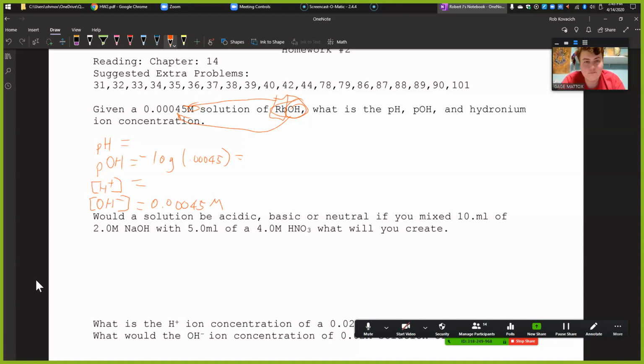1, 2, 3. So 3.35? And then what's that translate into pH? Super easy calculation. 11.65. And then even easier, what's the ion concentration for H plus or hydronium ion? No calculation necessary. 10 to the negative 11.65.